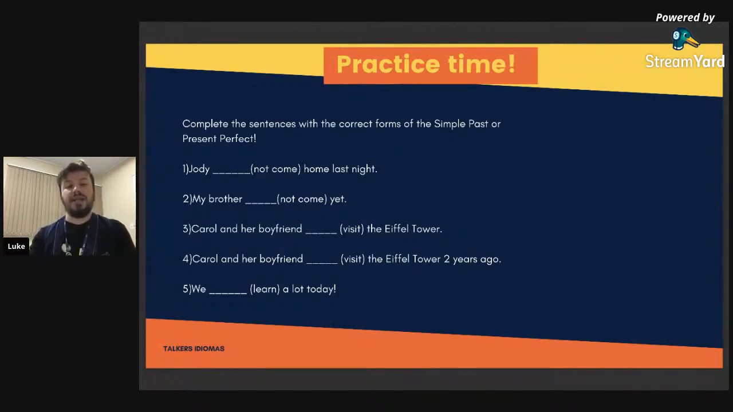I would like you to write this maybe in your book, maybe in your notebook, so that you can have some practice. It's also a good idea to take notes, because when we take notes, it helps you to memorize what you're doing. So it's also important. Okay, let's go. I'll give you some time.